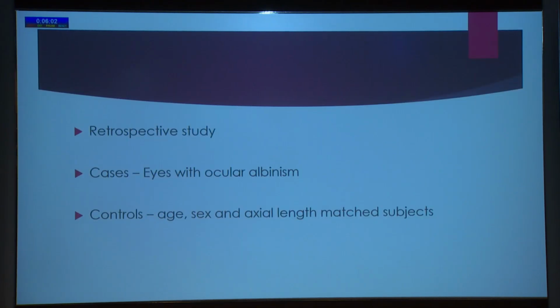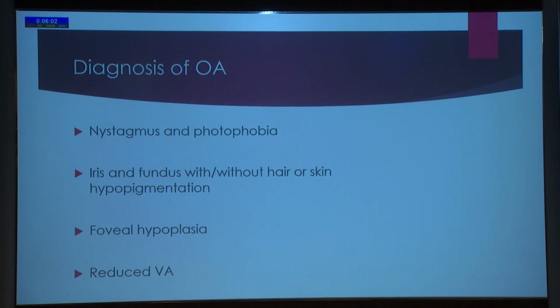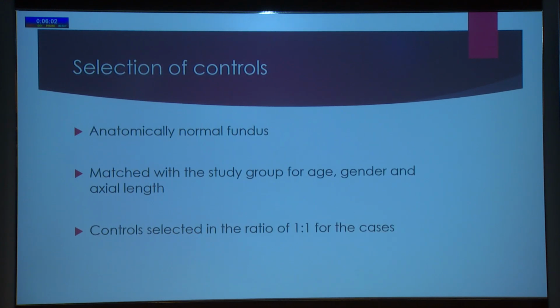Coming to the methodology, this was a retrospective case control study where the cases were eyes with ocular albinism and controls were age, sex and axial length matched normal subjects. The diagnosis of ocular albinism was made on the basis of presence of nystagmus and photophobia, iris and fundus hypopigmentation with or without systemic features, foveal hypoplasia and reduced visual acuity. Controls were people who had a normal fundus with age, gender and axial length match, and the ratio of cases to controls was 1:1.